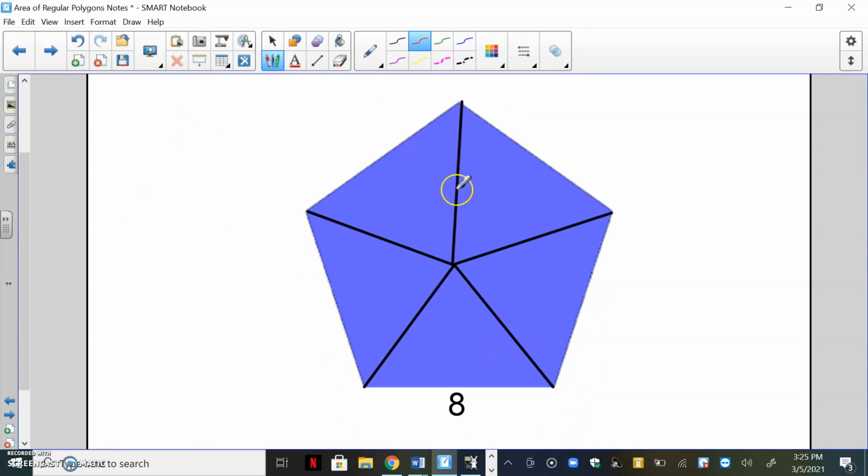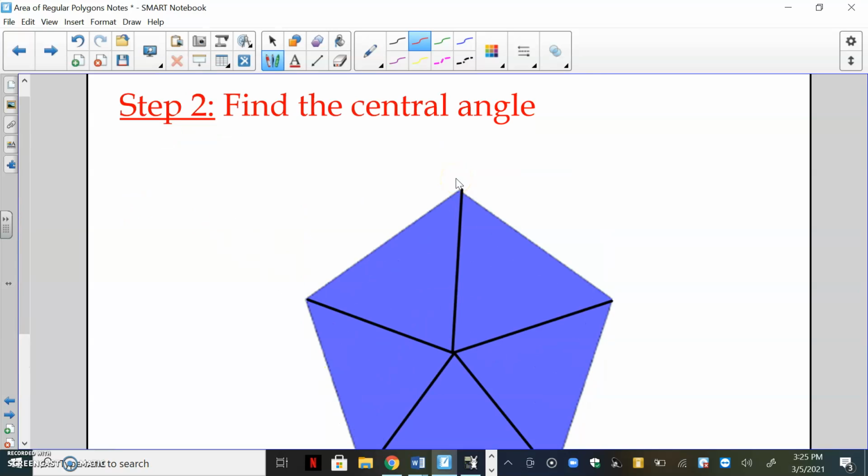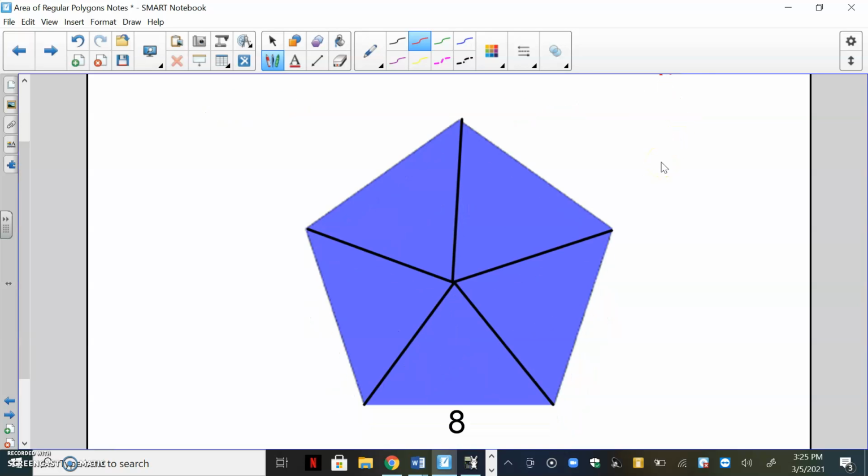On to step 2. Now that we've made our triangles, we are going to find the central angle. The central angle, if you remember, is equal to 360 divided by n. Just as a reference, here in the center, all of these are central angles. Notice how they all, when they're next to each other, make a circle, which is why they add up to 360. So if I want to find one of them, I just have to divide 360 by however many there are, so that I can equally distribute all 360 degrees to all of these angles.